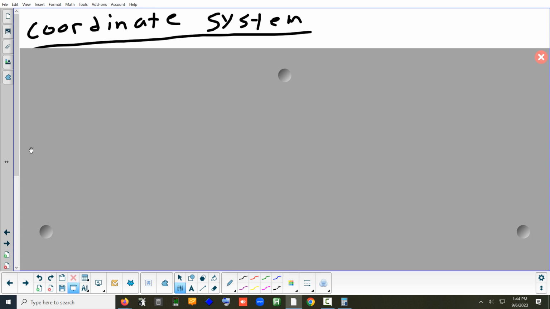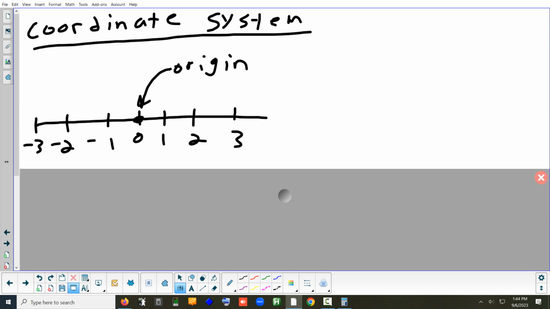Okay, so coordinate system. A lot of times when it's one-dimensional, we just call it a number line. Which way do positive numbers go on a number line? To the right. And then negatives go to the left. And then right in the middle, you got 0, which is neither positive or negative. And what do you call 0? A lot of times we call it this more in 2D, but you can call it this in 1D as well. The origin. It's called the origin.